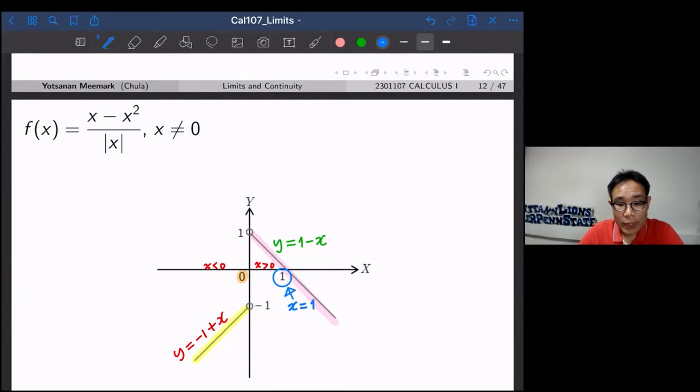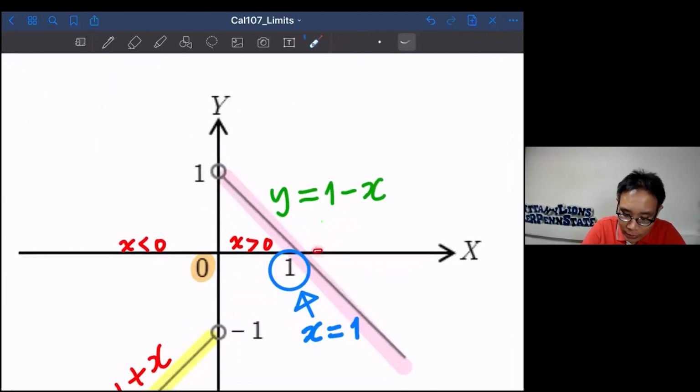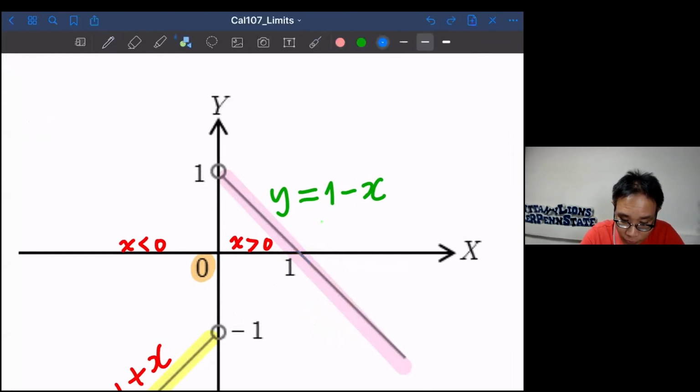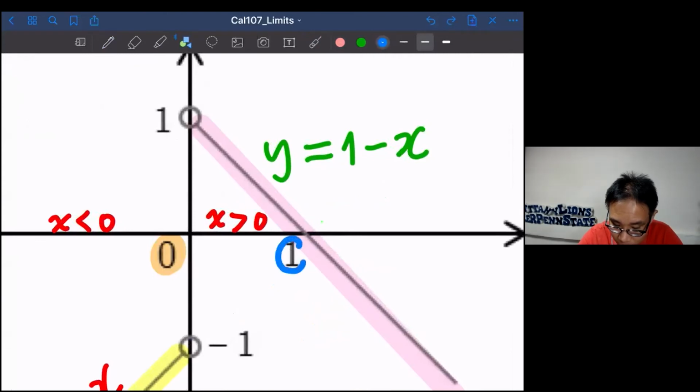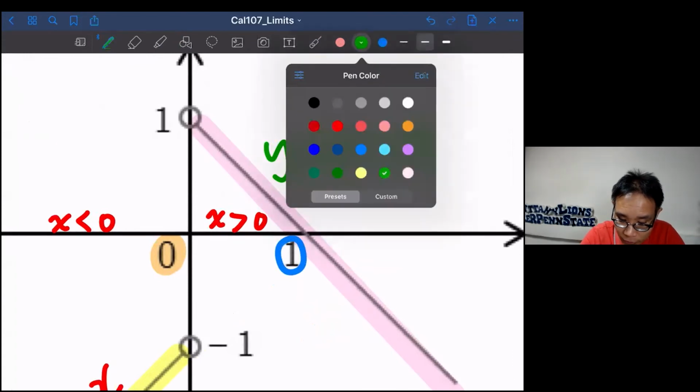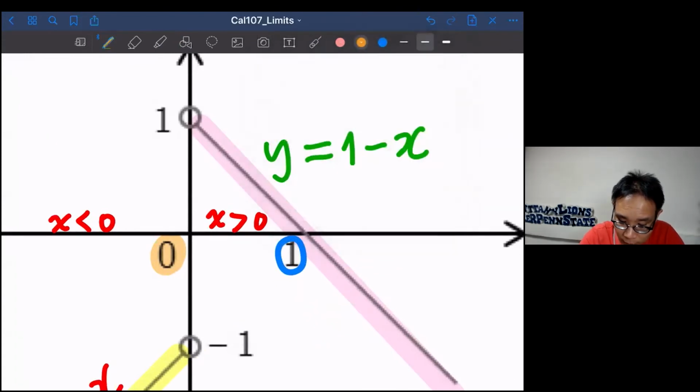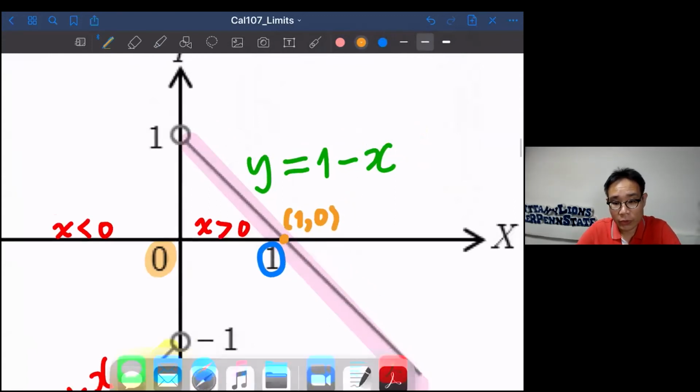Okay, for x equal to 1 here, you see that if you approach 1 from the left and 1 from the right, you're going to obtain the same value. I don't want to confuse you, so let me circle my 1 again. The value of the function at x equal to 1 turns out to be at this point, and this is going to be (1, 0).